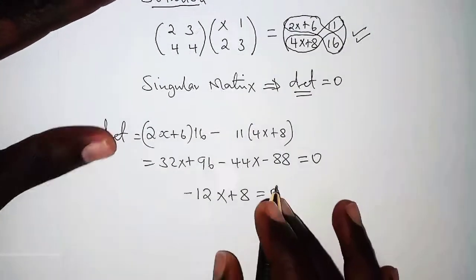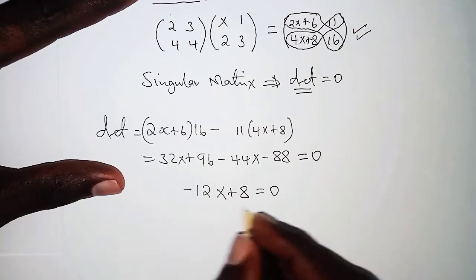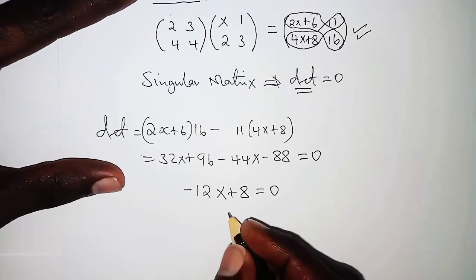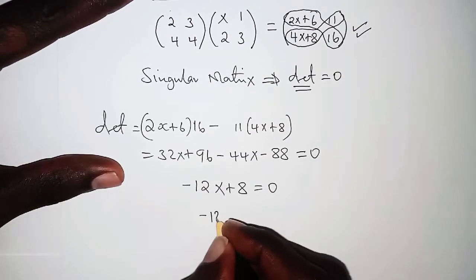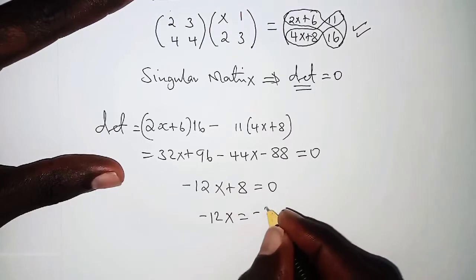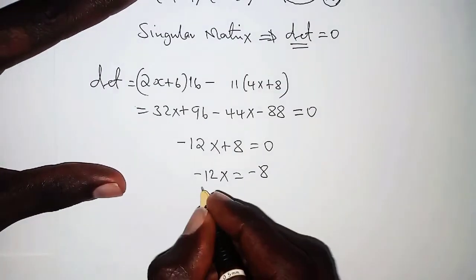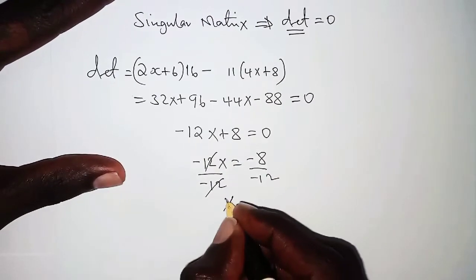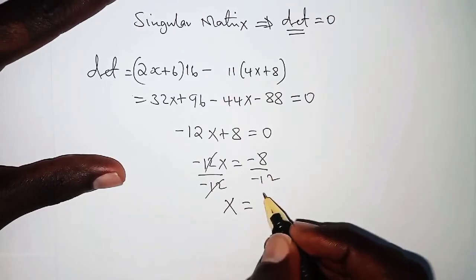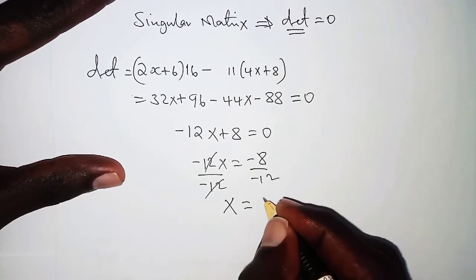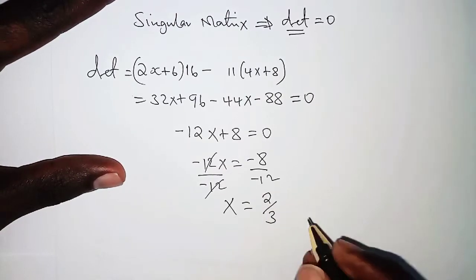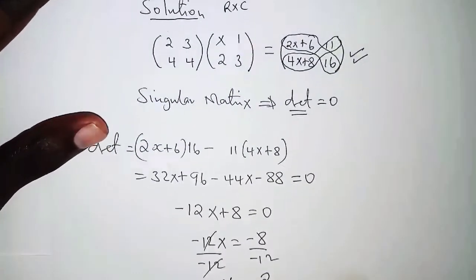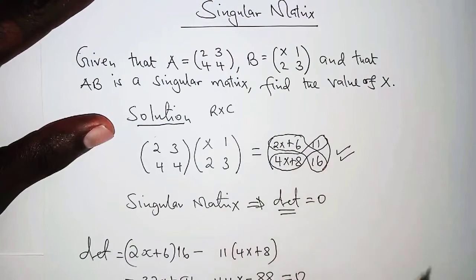Taking 8 to the other side and dividing both sides by negative 12, or rather, let me take it slow. We have negative 12x is equal to negative 8, and then dividing both sides by negative 12, we have x is equal to 8 over 12, and 8 over 12 simplifies to 2 over 3. And thus we have the value of x as required.